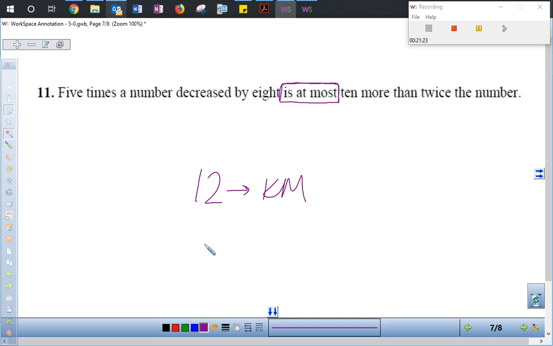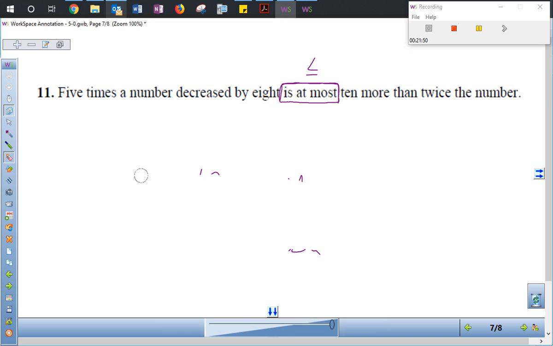So for me, I am 26. I cannot get a kid's meal because I am not at most 12. If I were 12 years old, I could still get a kid's meal. If I were 8 years old, I could get a kid's meal. If I were 6 years old, I can get a kid's meal. So is at most means you have to be less than or equal to that number. So is at most represents less than or equal to.